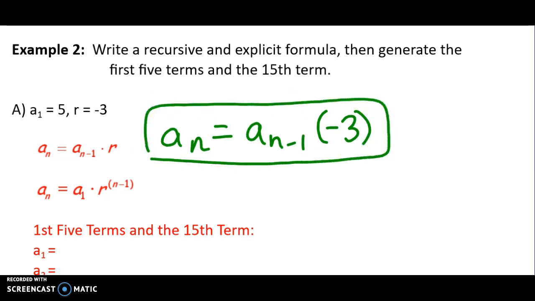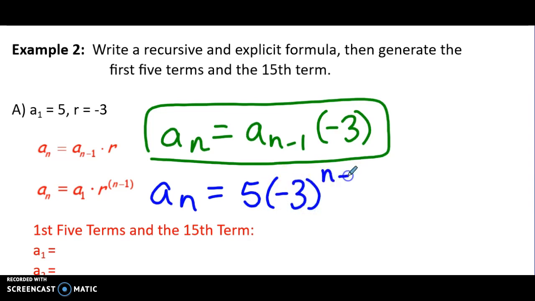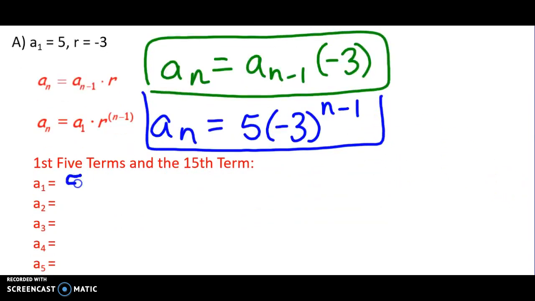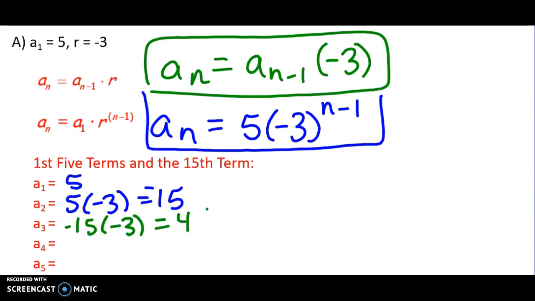If we want the explicit, we take the first term, which is 5, multiply it by the ratio, which is negative 3, and raise it to the power of n minus 1, and that is our explicit formula. If we want to find the first term, it's given, so we know that's 5. If we want to find the second one, we're going to take 5 times negative 3, which is equal to negative 15. If we want to find the third one, we want to take a negative 15 and multiply it by negative 3, and that gives us 45.